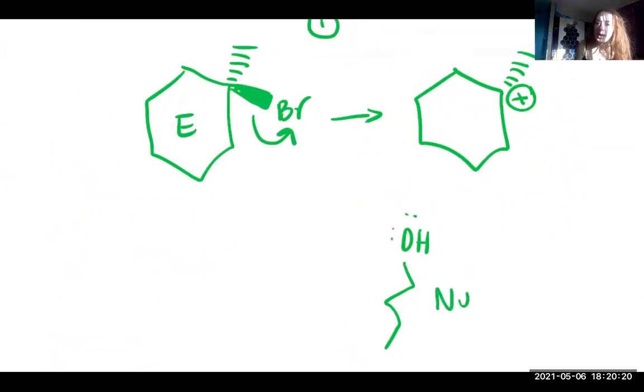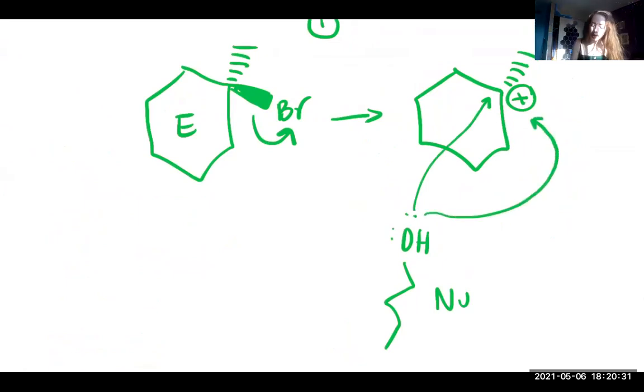And this time it has the ability to attack from the front or from the back, okay? From the front or from the back. This allows a kind of mixed stereochemistry. So we're going to get R, we're going to get S, okay? The ratio of that, 50-50.